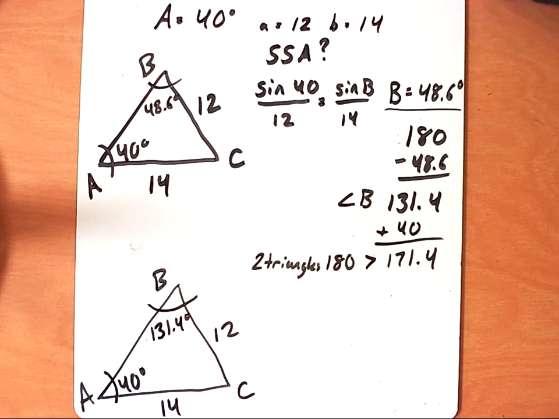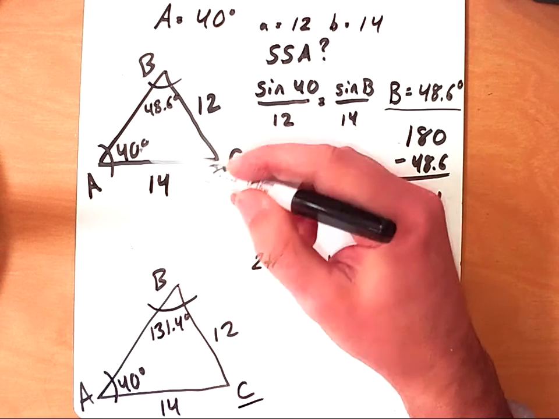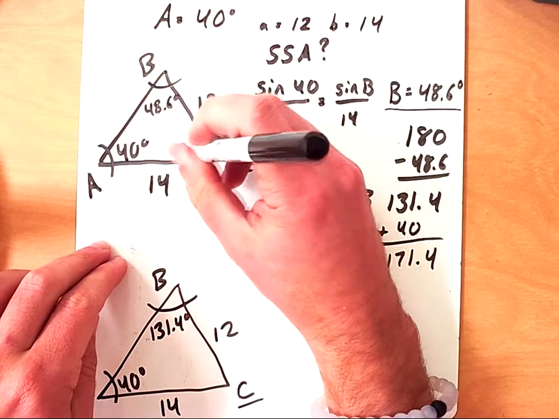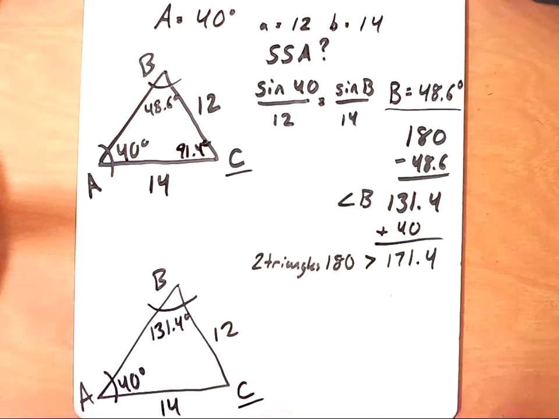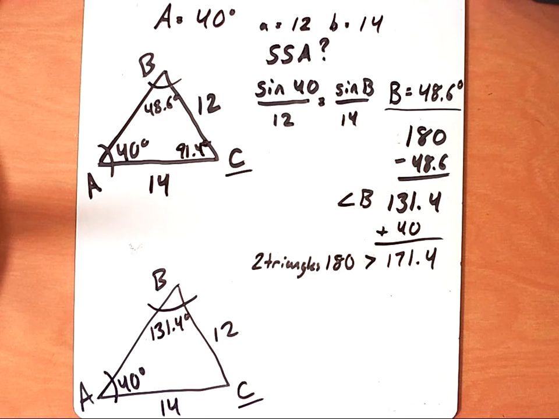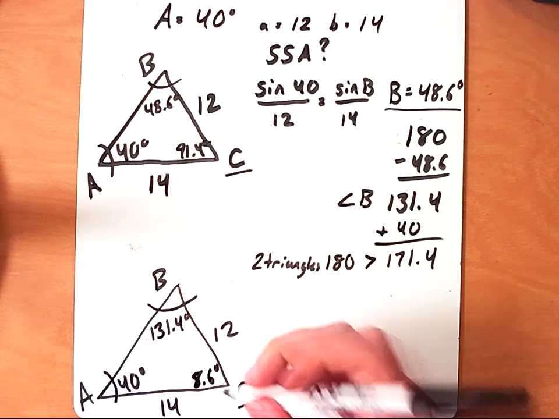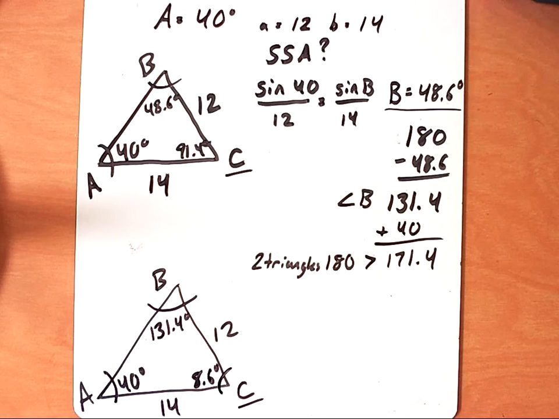All right, so now we just want to solve for our remaining angles and sides. Okay, it's very easy to solve for angle C on both triangles. We're just going to take 180 and subtract our 2 angles. So for instance, on my first triangle, I would subtract 40 from 180 and then 48.6, and that's going to give me 91.4 for angle C. All right. So then on my second triangle, I subtract 131.4 and 40 from 180, and that's going to give me 8.6 degrees for angle C on my second triangle.